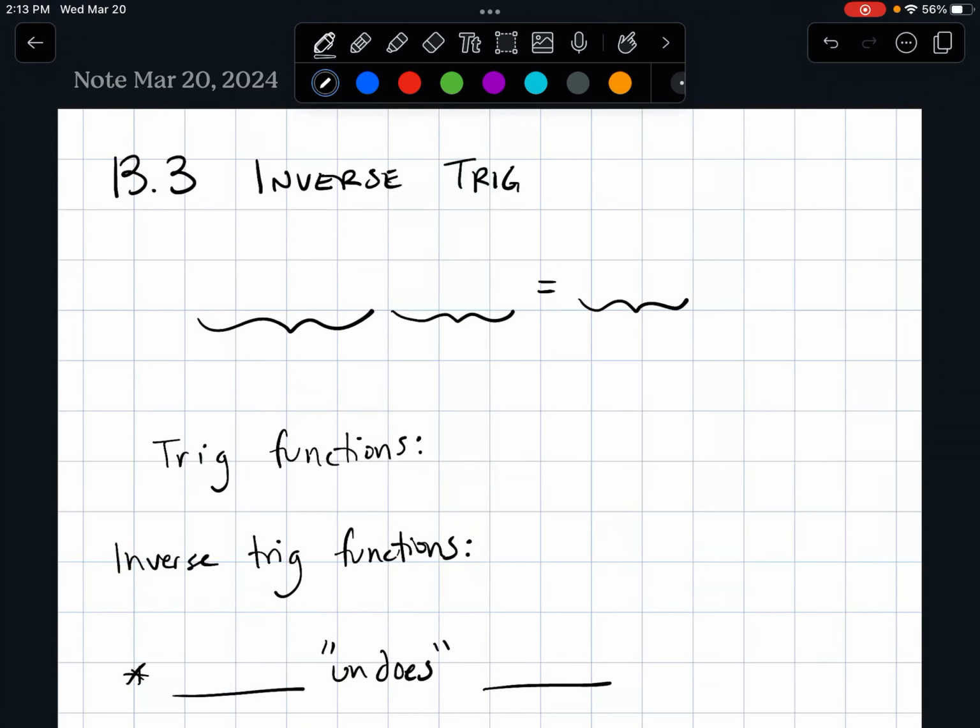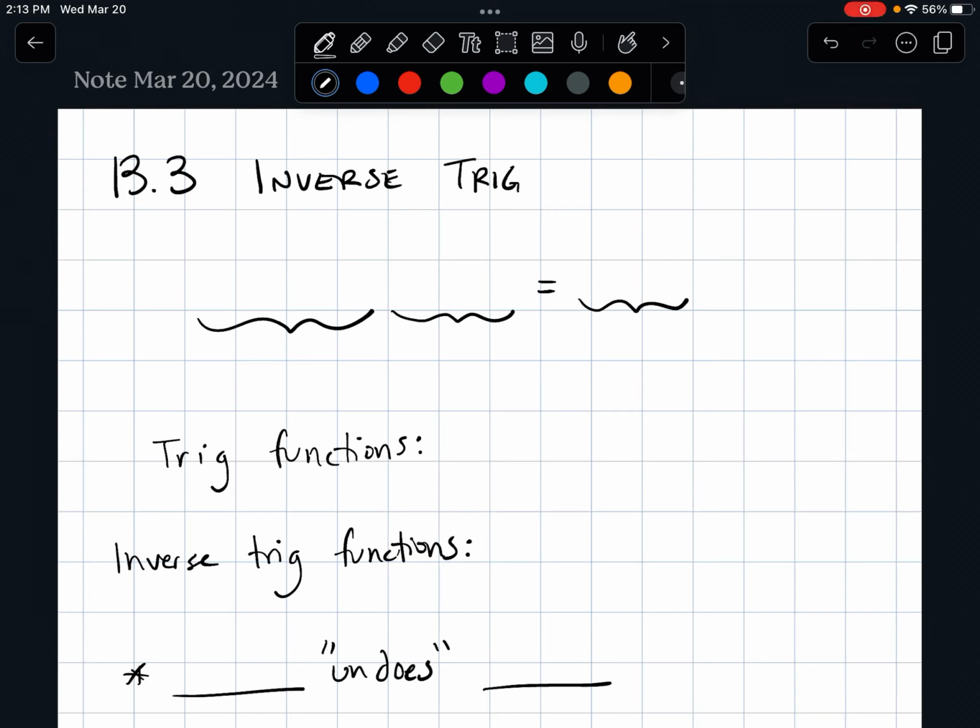In section 13.3, we're now talking about inverse trigonometric functions. So we just call it inverse trig for short. But remember, our regular trig functions are sine, cosine, and tangent. The inverse trig functions are going to be a little bit different, but kind of the same concepts, right?